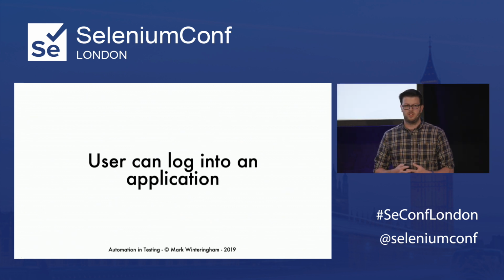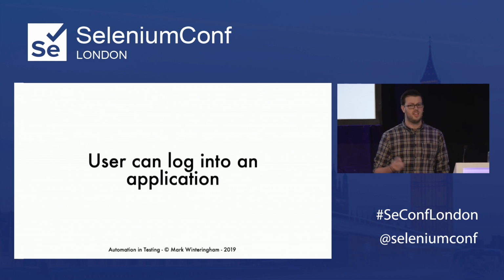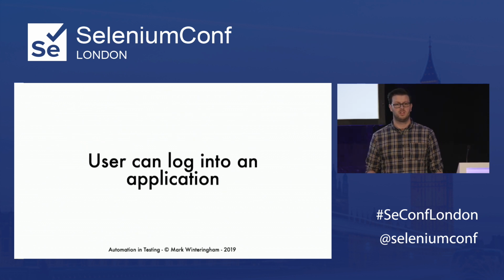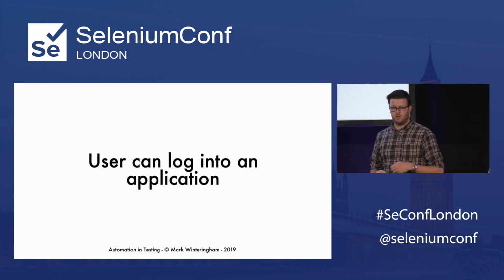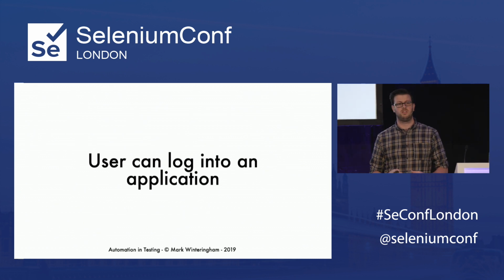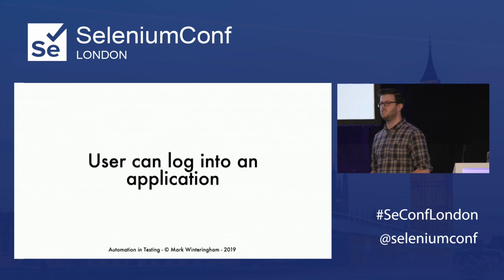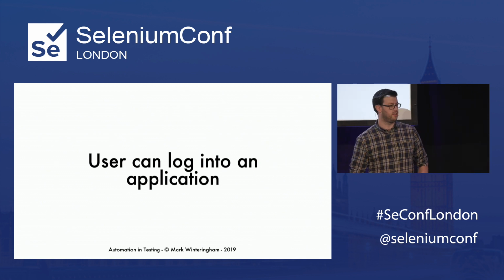Now, I want to take a step back, and ask that question. Is this check valuable? Is it something that I want to be running regularly? To help me determine that, in automation in testing, we've created a series of quality characteristics, ways in which we can judge whether or not a check is of value.